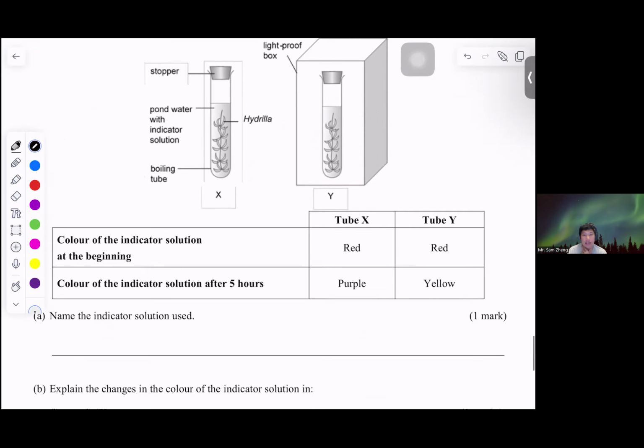Now, this indicator is originally red in color, but after 5 minutes it will turn purple or it will turn yellow. So based on our knowledge, we can notice that the indicator solution used in this setup would be the hydrogen carbonate indicator.